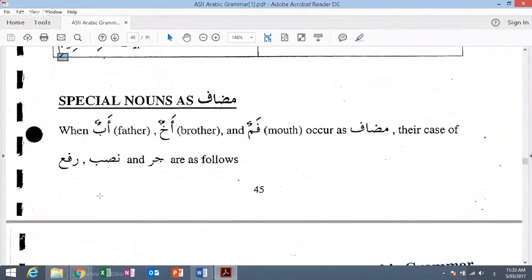Okay, now there are a few words. When you ascribe them, how are we going to pronounce?